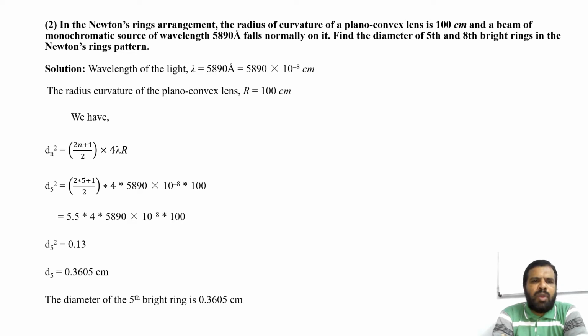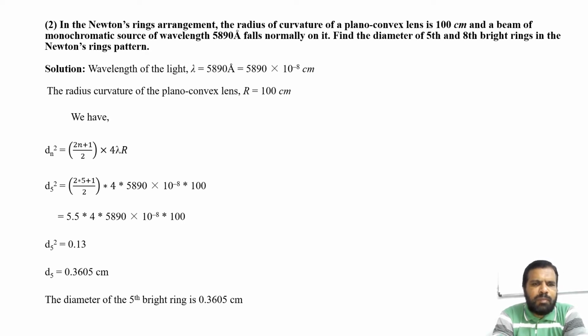Solution. Wavelength of the light lambda is equal to 5890 degree angstrom. That is equal to 5890 into 10 raised to minus 8 centimeters. The radius of curvature of the plano-convex lens R is equal to 100 centimeter. We have Dn square is equal to bracket of 2n plus 1 divided by 2 bracket complete into 4 lambda R.